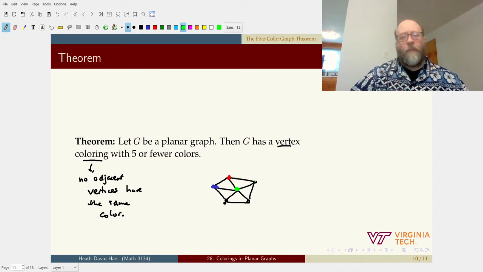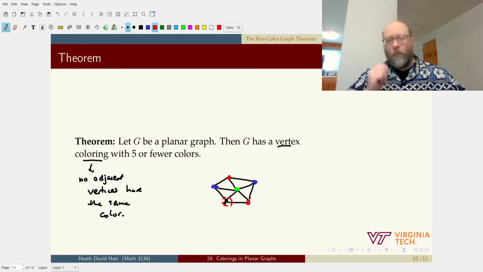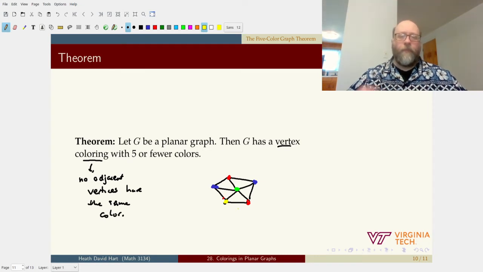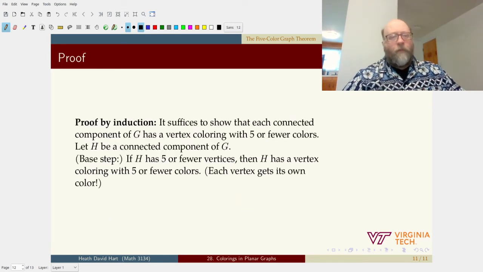This vertex here could not be green or red, but we could make it blue again. We could make this one red because it's adjacent to green and blue. But now let's look at this vertex here. This vertex is adjacent to blue and green and red, so it can't be any of those colors. We'd have to make it some other color like yellow. And so this graph, it took 4 different colors to color all the vertices. We have a theorem that says we can always do this in 5 colors or less. Okay? So let's look at the proof.